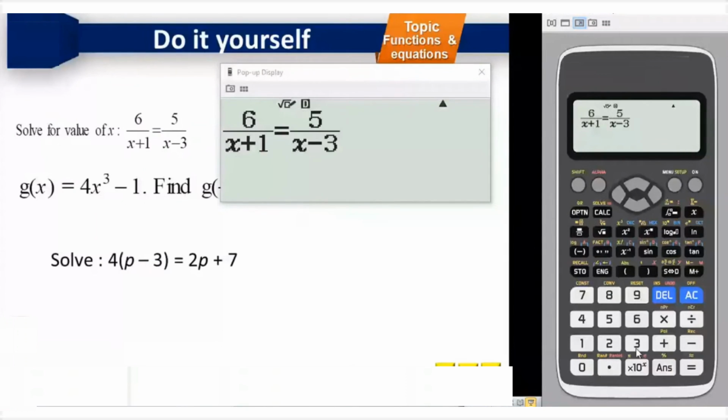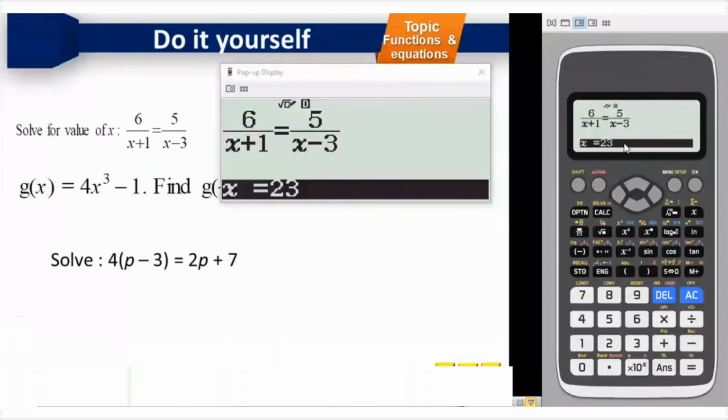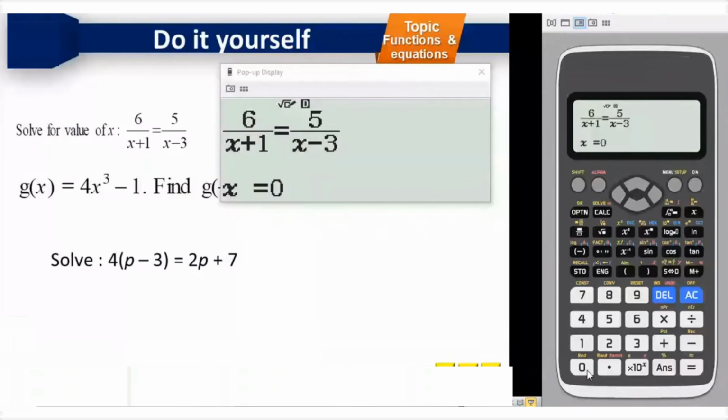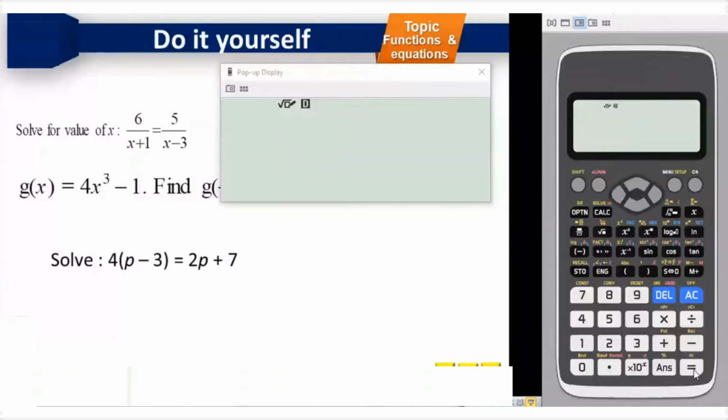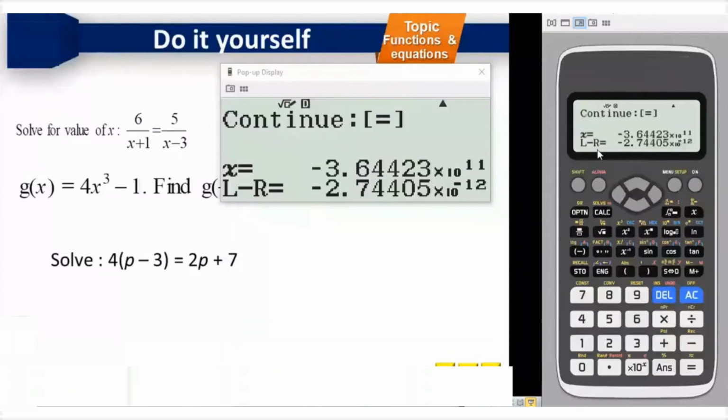Now I will press shift and calculate. The calculator is telling me the stored value of x is 23. It's always advisable to start off with 0. So the stored value of x now will be 0 when I press equals to. Once it highlights, it means that this is the stored value of x. When I press equals to again, it will give me the answer, but please realize that L minus R is not 0, which means that the answer we have obtained is incorrect.